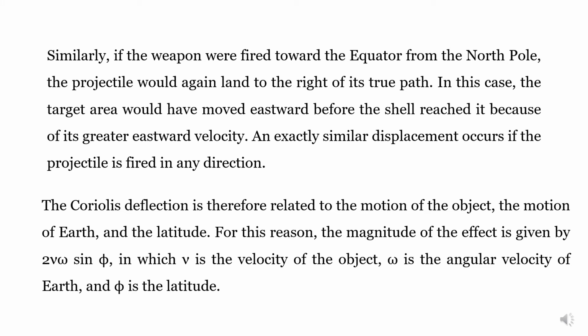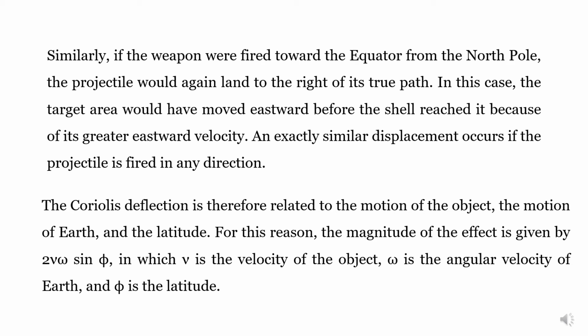Similarly, if the weapon were fired towards the equator from the North Pole, the projectile would again land to the right of its true path. In this case, the target area would have moved eastward before the shell reached it because of its greater eastward velocity, and exactly similar displacement occurs if the projectile is fired in any direction. The Coriolis deflection is therefore related to the motion of the object, the motion of the Earth, and the latitude.